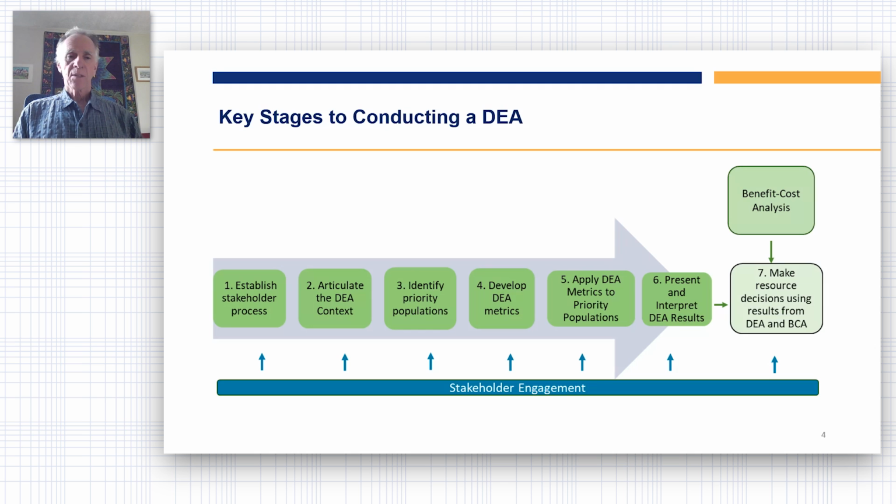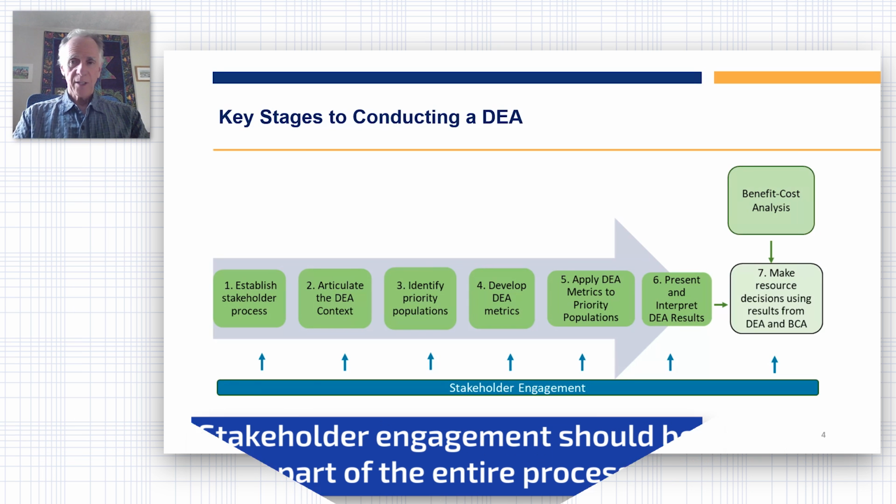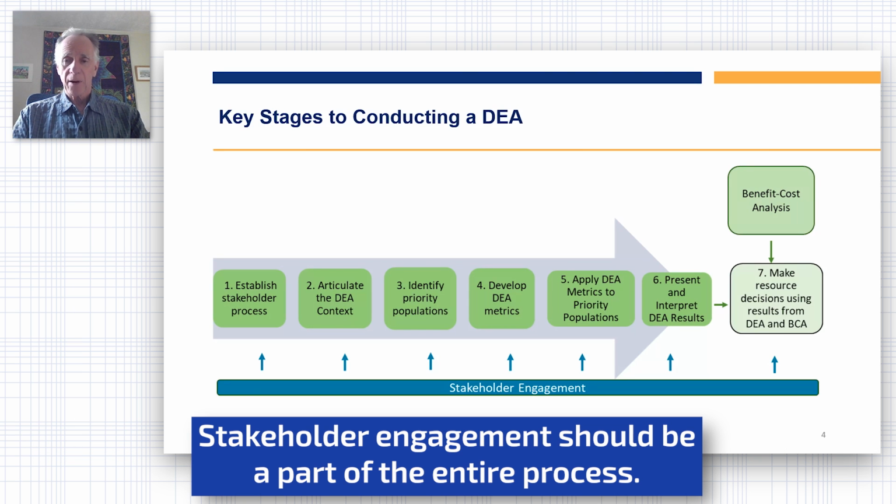The first step is the stakeholder process. You've got to have good input because, as I mentioned, there are a lot of nuances here. The stakeholder process has to include those people and organizations who represent the priority populations that you want to look at. So that's very important. And you can see at the bottom of this slide, stakeholder engagement needs to be a big part of the entire process. It's not something you set up once. It's something you do throughout.